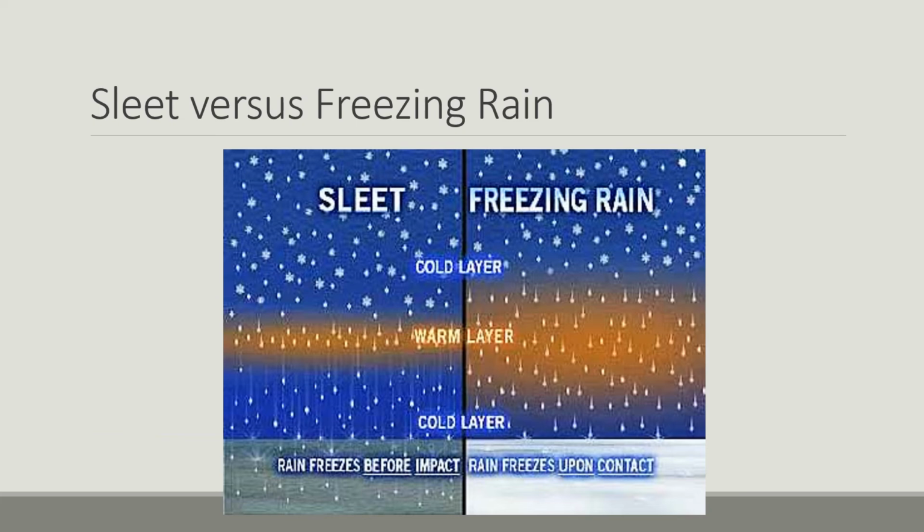Comparing the two, we see them side by side. Notice the difference in the warm layer and how much wider it is with freezing rain than it is with sleet. And notice then, as we get close to the surface, how thin that freezing layer is for the freezing rain versus the sleet. One of the other things to think about is if you're outside during either of these, freezing rain will hit you as a liquid, while sleet would hit you as an actual ice pellet. And so there is that difference there as well.